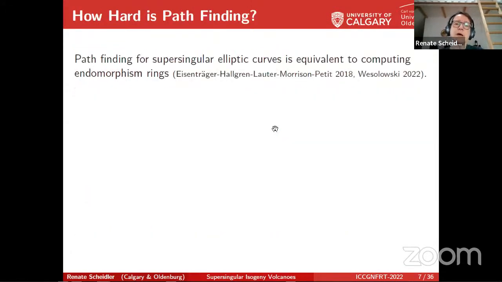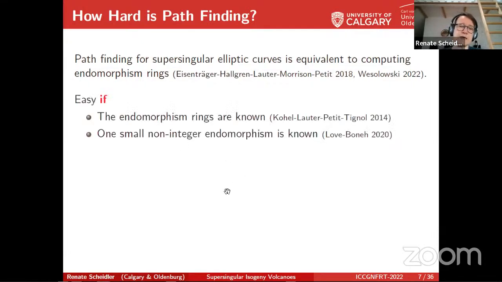So what does this have to do with pathfinding? Well, in the supersingular case, which is the case we're interested in, it's well known that pathfinding is equivalent to computing the endomorphism ring of the curve. So those two problems are equivalent. What that means informally is that if you can solve one of them, you can solve the other one without too much extra work. So endomorphism rings are really important in this game.